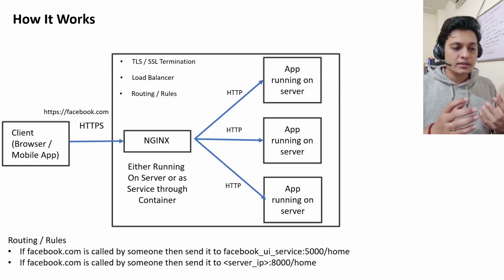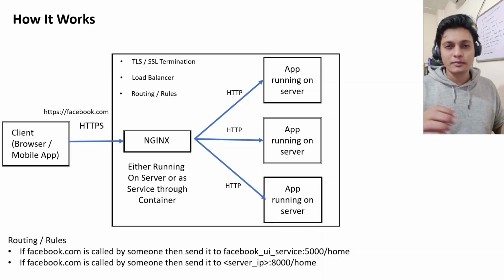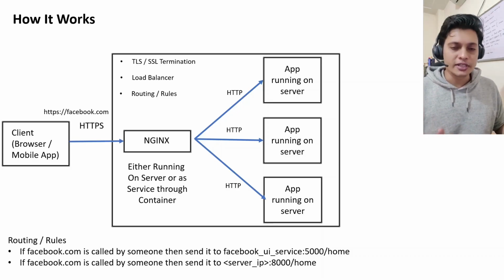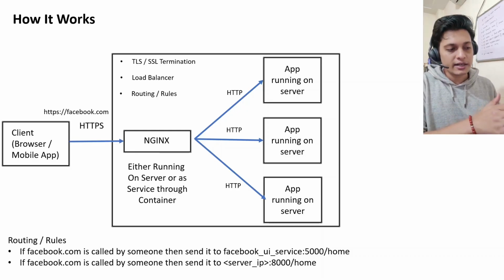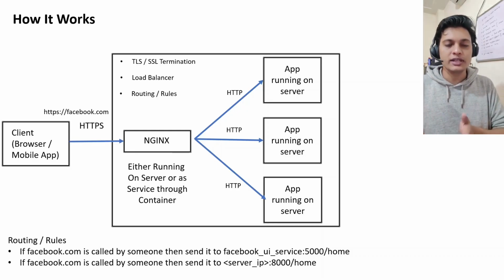So you can create a table, you can write an instruction. Actually, this Nginx uses a configuration file. It's a .conf file. Inside this .conf file, you just have to write simple instructions line by line, and there you can say I want to send this traffic which is coming for facebook.com to this particular service, facebook_ui_service:5000.